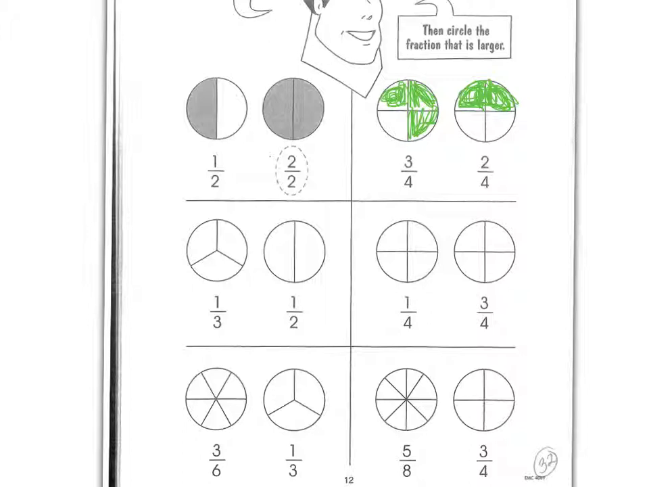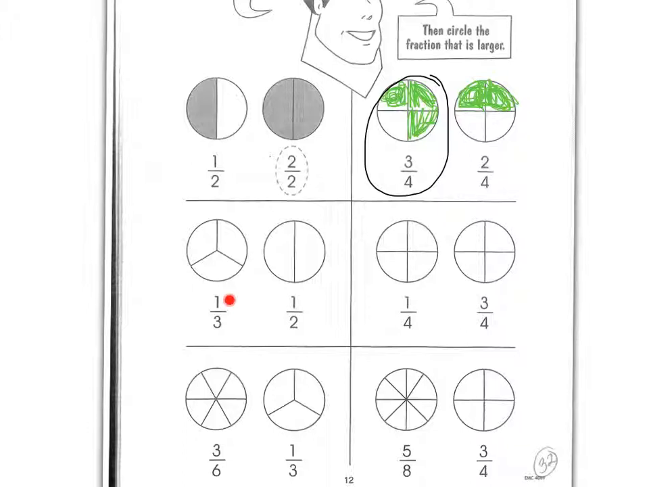Now the question at the top asks me to circle the fraction that is larger. It wants to know which is the bigger piece. Looking visually at my picture, I can see that 3/4 of this one is taken out and only 2/4 is here. So I know that if I was getting to eat this pie, I would want to eat the part that's shaded, and this is a bigger piece of pie. So let's do another one together.